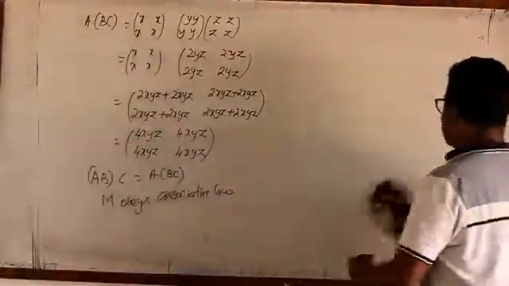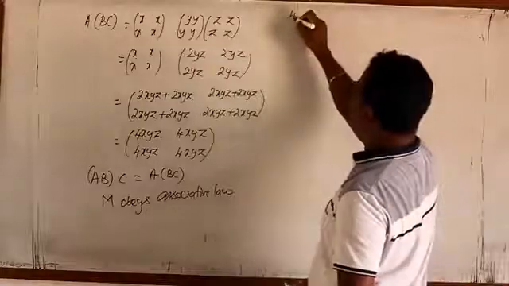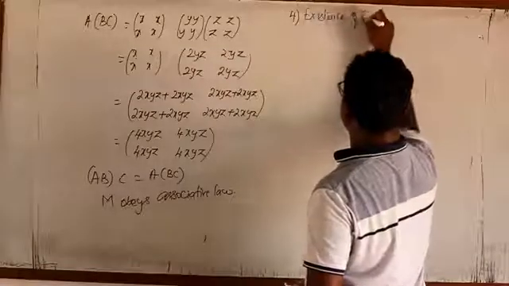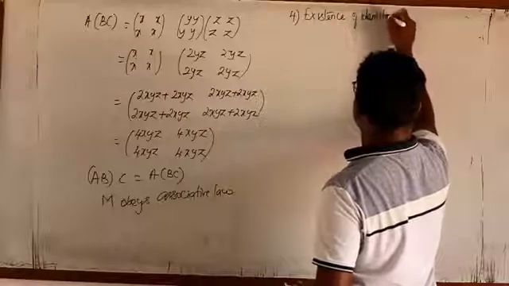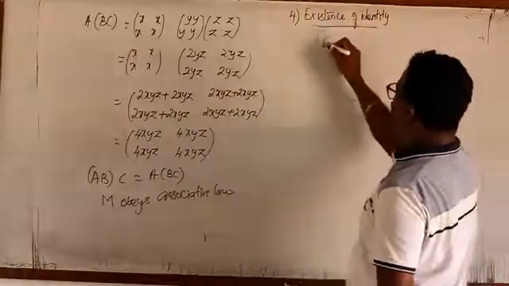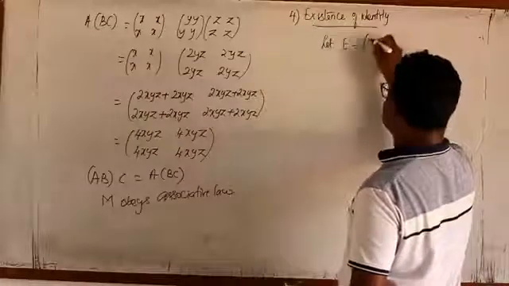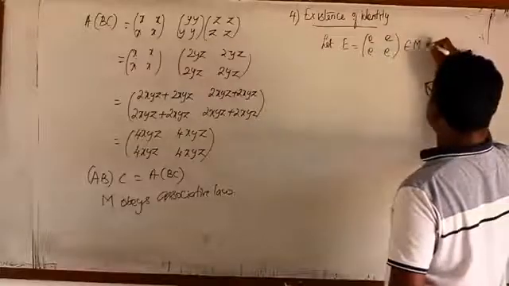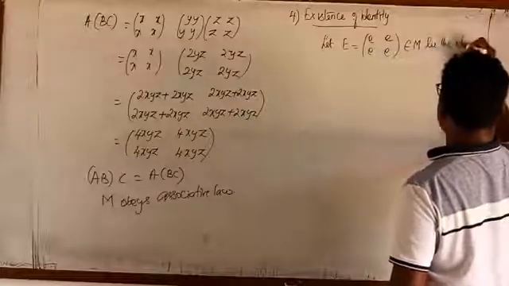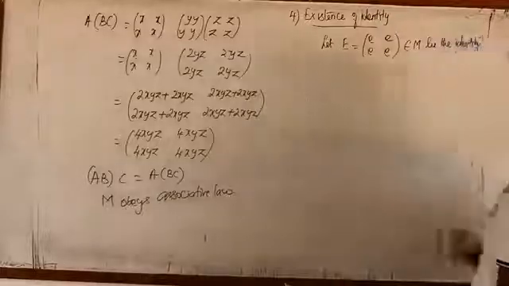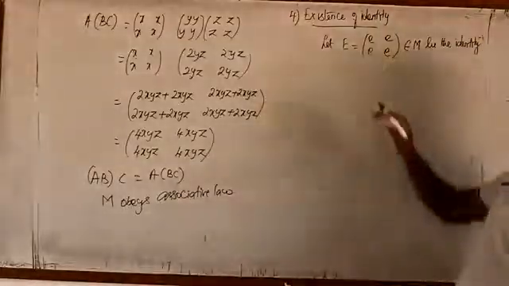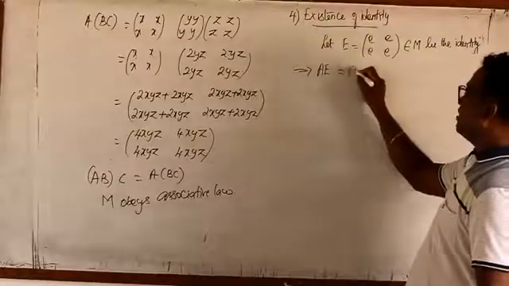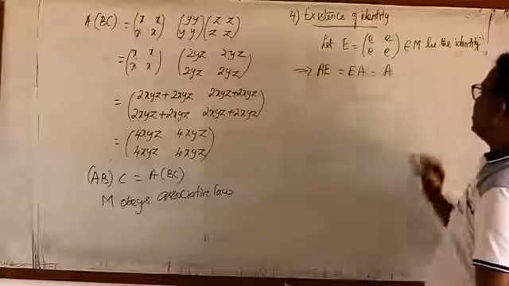Now we shall find what will be the identity. So, existence of identity. Now let me take a matrix E, which is E, E, E, E, belongs to M, to be the identity. I do not know what the identity is, so let me find the identity. So let me take this matrix to be identity. Then this implies that either AE or EA, the answer will be A.